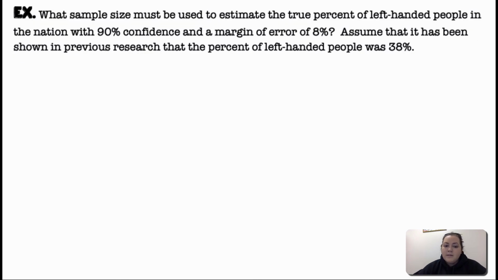What sample size must be used to estimate the true percent of left-handed people in the nation with 90% confidence and a margin of error of 8%? Assume that it has been shown in previous research that the percent of left-handed people is 38%. So see if you could try this one.